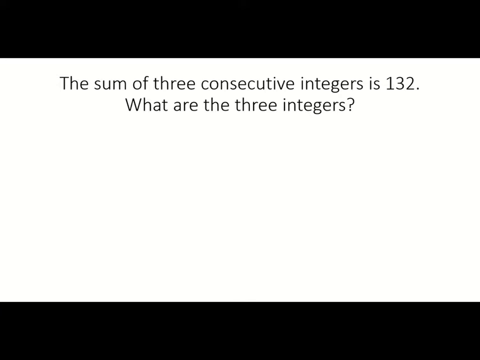So we have the sum of three consecutive integers is 132. To me, that's important. Now, as I underline, I'm thinking, do I know what this stuff means? Well, sum, that means addition. Three consecutive integers, that means they're coming in a row. And then it's 132. So I know what everything means so far.